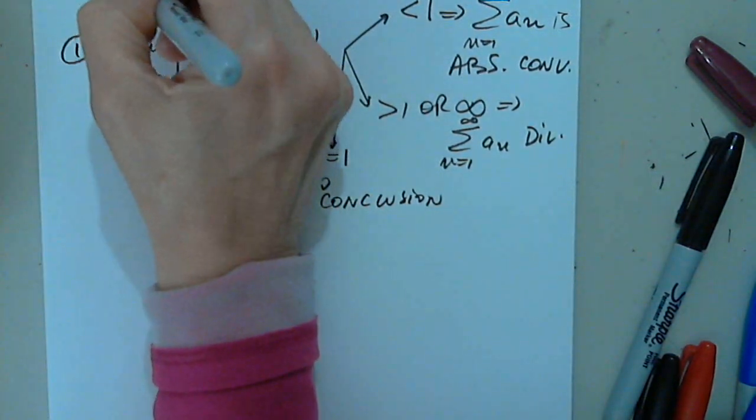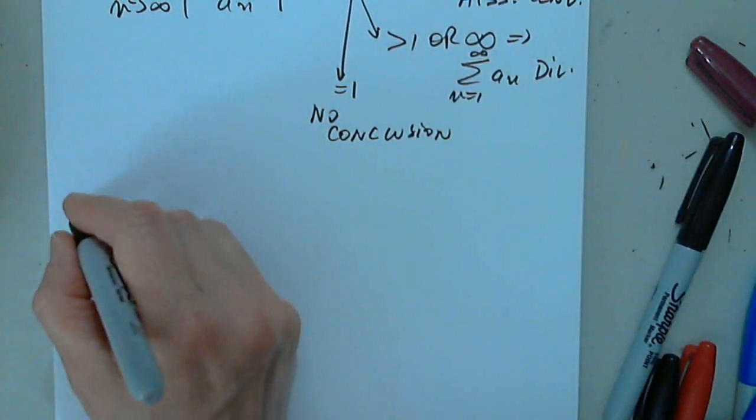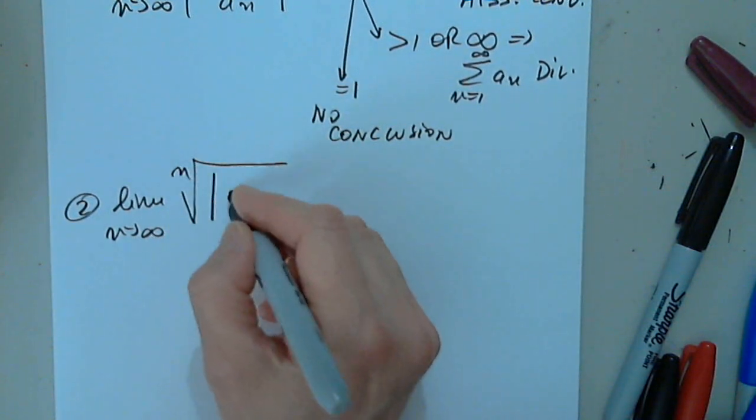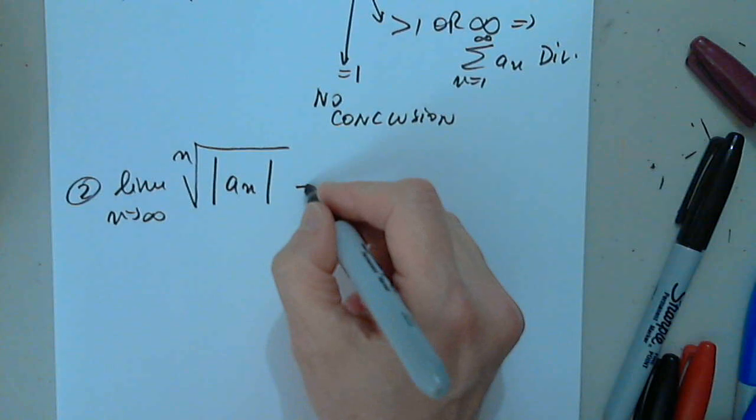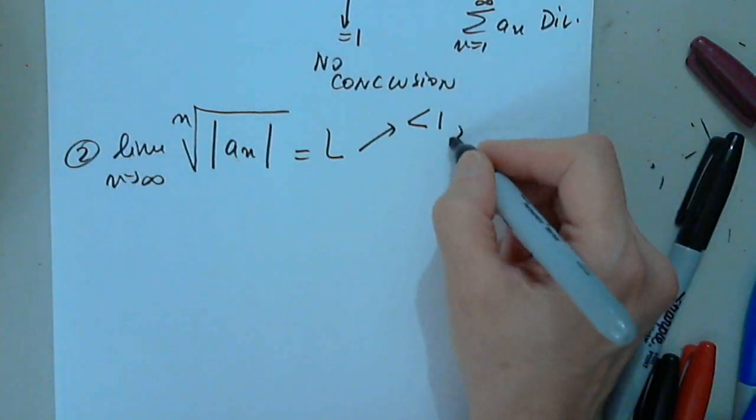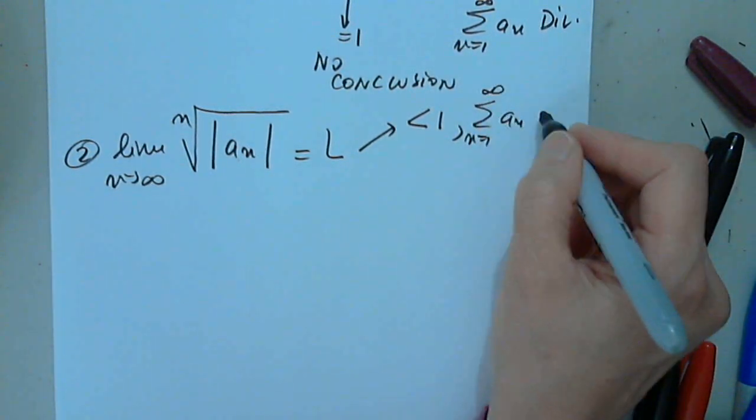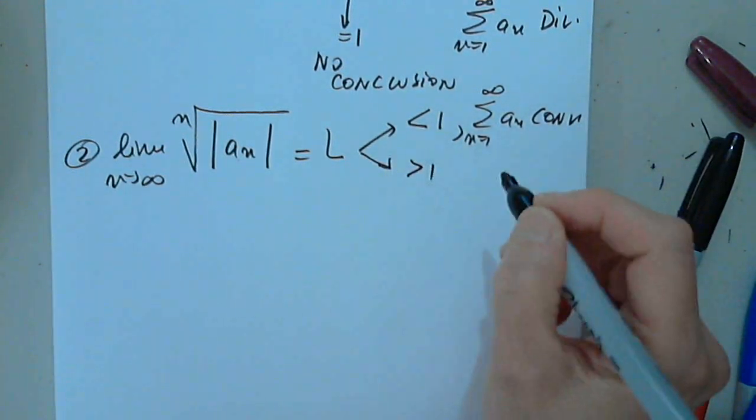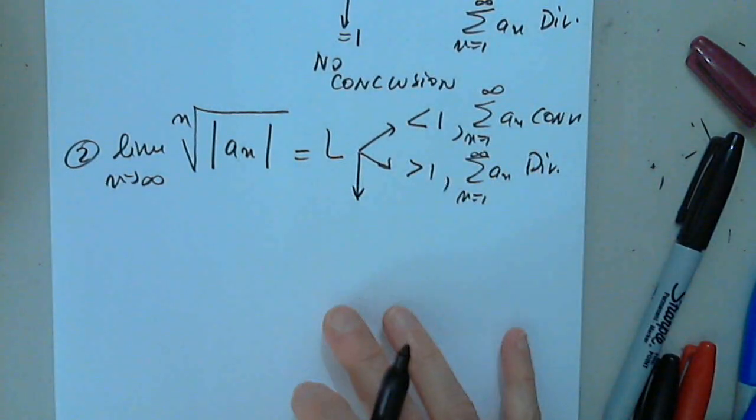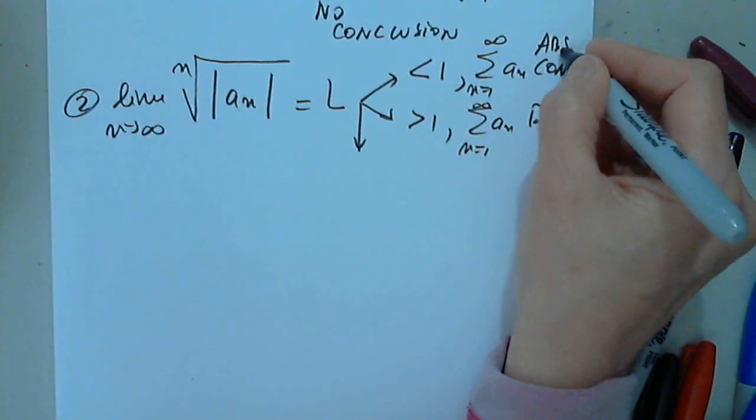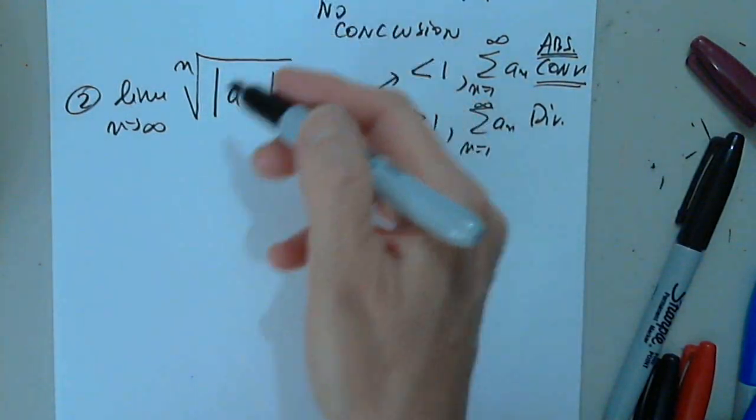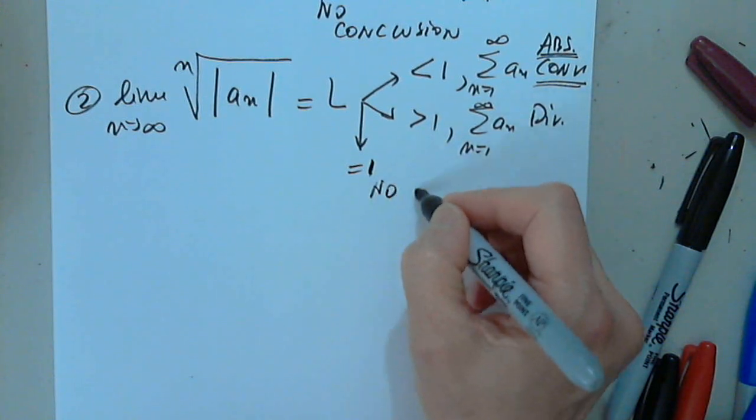So this is for the ratio. Now for the root, exactly the same, but we are looking at the limit as n approaches infinity of the nth root of the absolute value of a sub n, exactly the same results. If the limit is L and is less than 1, the same thing, the series is absolutely convergent. If it's greater than 1, the series is divergent. And if it's equal to 1, the same thing. The test is inconclusive, or no conclusion.